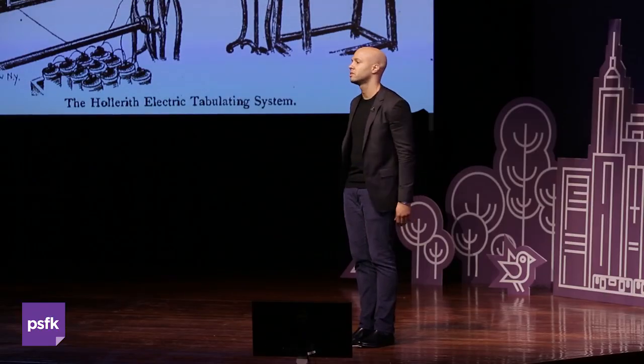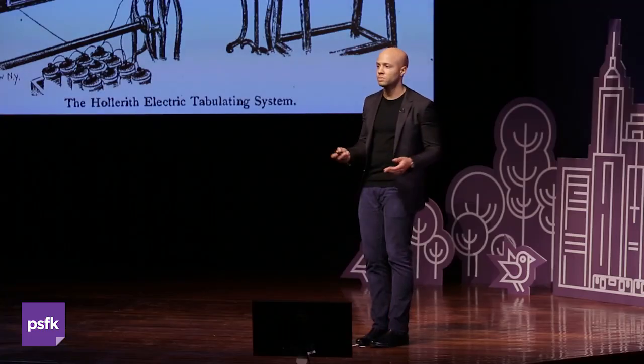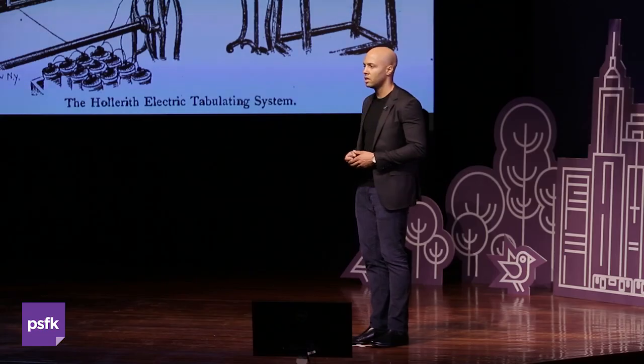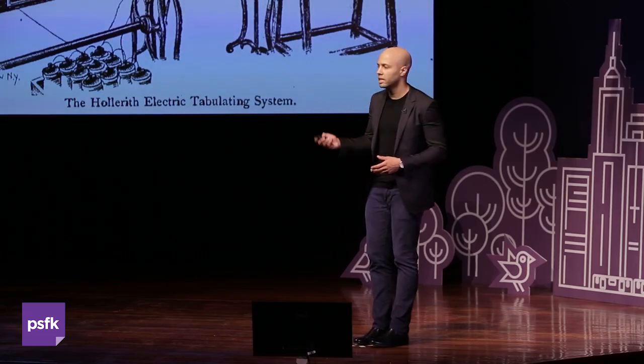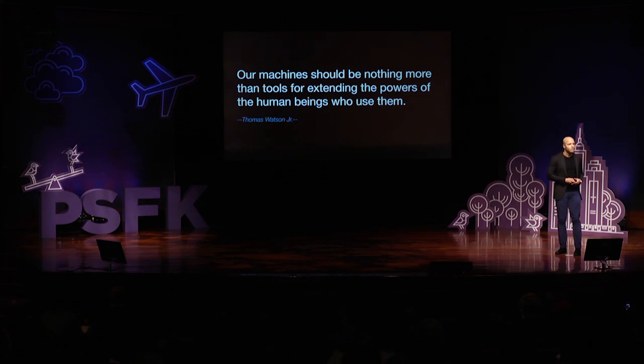Now, I like this story, and I tell this story because it illustrates how changes in our circumstance can actually impact the evolution of the technology that we employ. And for a topic like intelligent machines, cognitive systems, Watson, which is what we're going to talk about this afternoon, that is critical. It's actually rooted in the idea that our machines should be nothing more than tools for extending the powers of the human beings who use them. So please keep this idea in mind as we talk about how our relationship with intelligent systems will affect how we live, how we work, and how we play. So let's get to it.